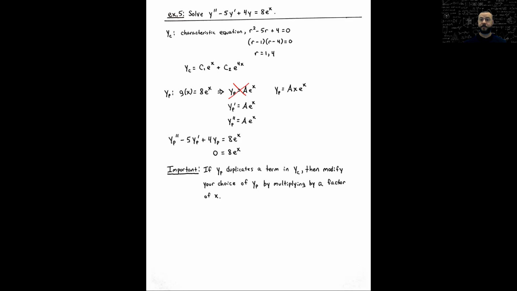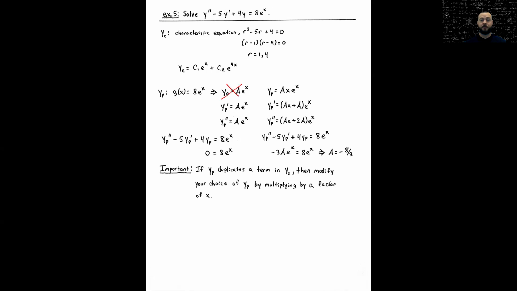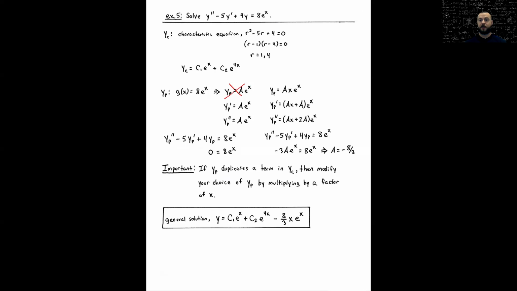All right, welcome back. If we go through the work for using this modified yp, there's a little bit of work using the product rule. That's very straightforward. And if you plug yp, the modified yp that is, and its derivatives into the non-homogeneous ODE, you should very easily find that a is -8/3. And there we go, we get our general solution.